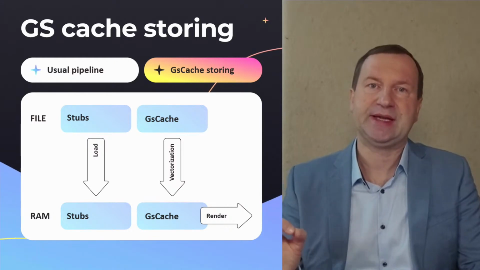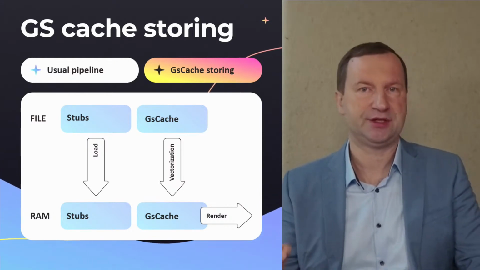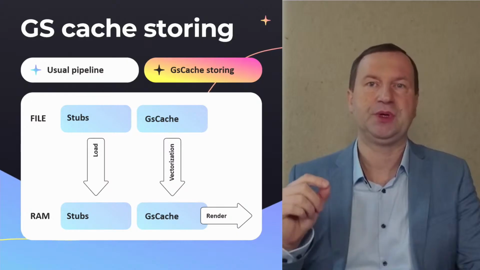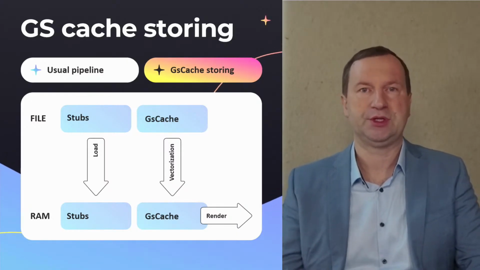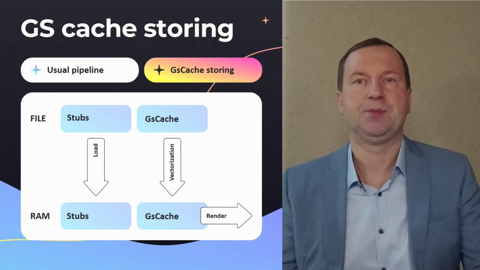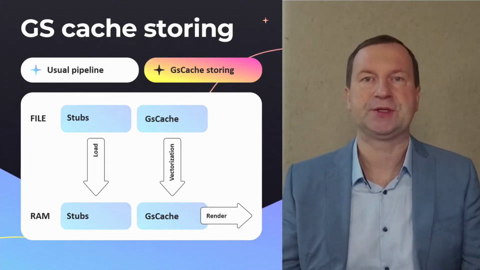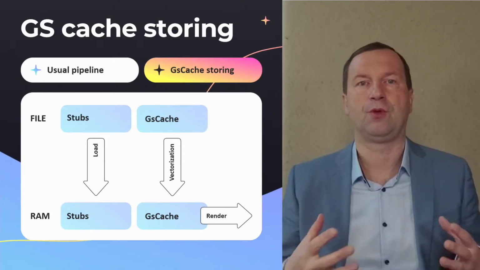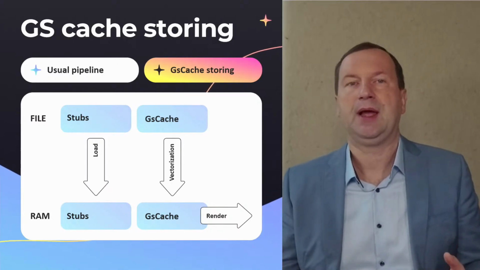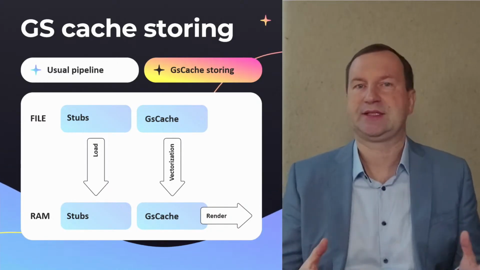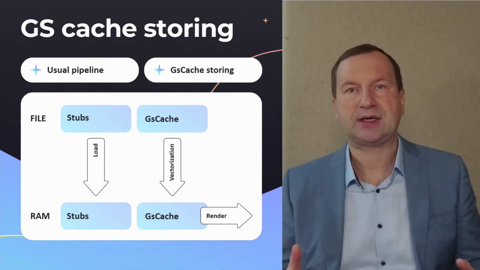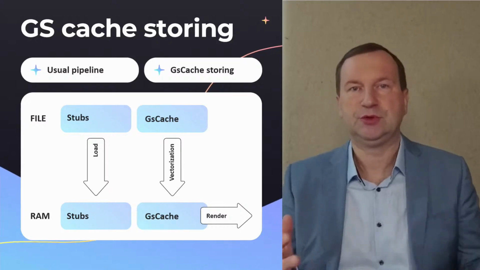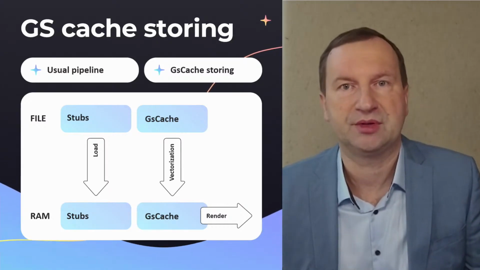The GS cache storage mechanism is still under development, but even at this stage, we are already seeing reduced memory usage and improved vectorization performance. It's important to know that this feature is primarily useful for viewer type applications, and these typically don't require extensive editing capabilities. Some actions like markups are possible, but not much beyond that.